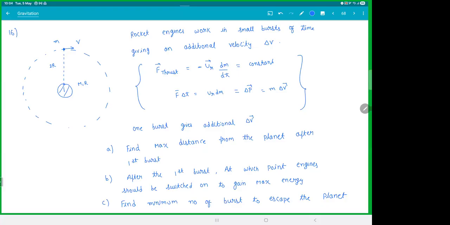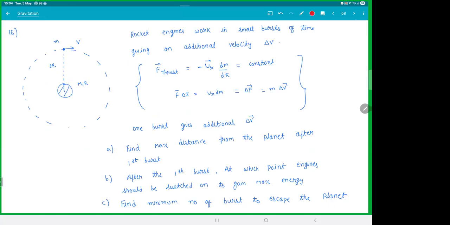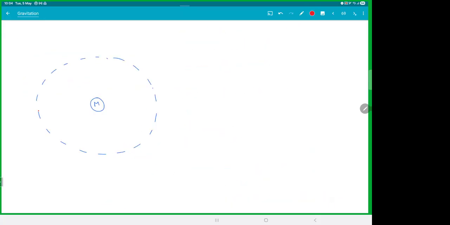Let's see the first part. So, when you switch on the engine for the first time, what happens? You gain a speed of delta V. So, your speed becomes V plus delta V. So, this was the planet, and there you're going in a circle here. And let's say you switch on the engine somewhere. The first time you switch on the engine, that is random. It doesn't matter. Technically speaking, that also had to matter because we want to send it to Mars. So there's a location, but in our question, it doesn't matter. So, let's say this is where you switch on the engine for the first time.